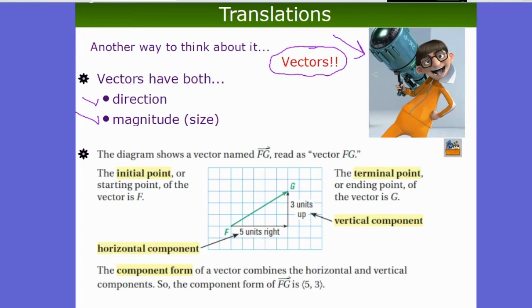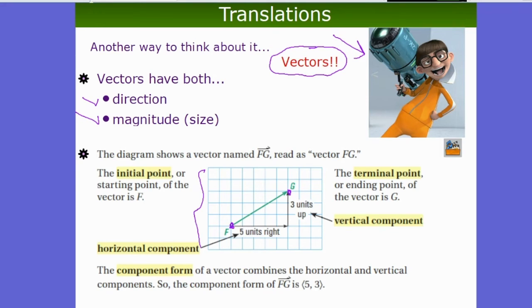That's what we mean by magnitude. When I'm looking at this picture down here, you start at an initial point. So I'm starting here at, say, F, and I want to get to point G. And the way vectors work is you think of a horizontal and a vertical way to get there. So you would go 5 units right, you'd go 3 units up.